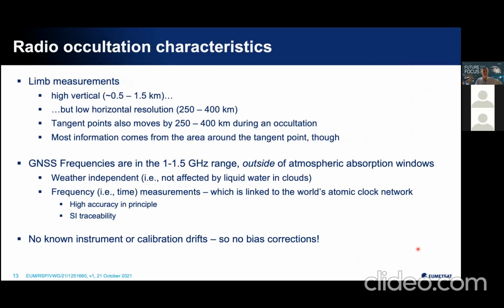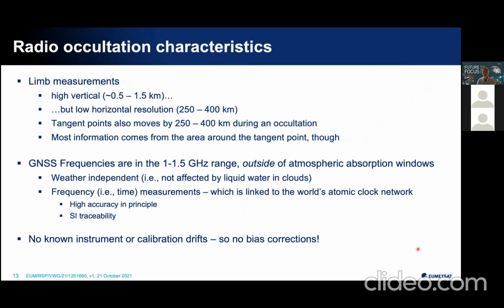But I would like to summarize a little bit these characteristics that we so far have seen. So first of all, we have limb measurements. That is, we are looking horizontally through the atmosphere, and we have no telescopes or anything involved. The vertical resolution is determined by the physics of refraction, so by geometrical optics. How large, how thick is the geometrical optics ray? And it turns out that that is somewhere from a few hundred meters to maybe 1.5 kilometers. So we have a very good vertical resolution.